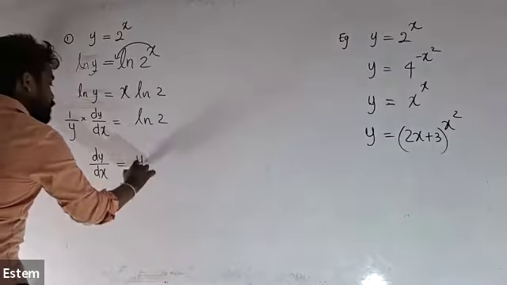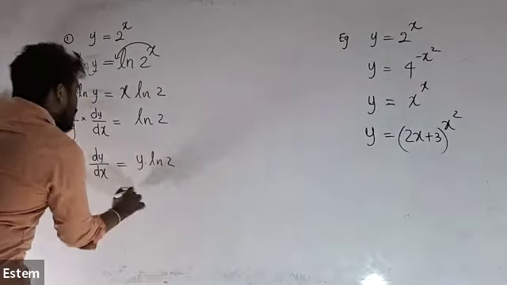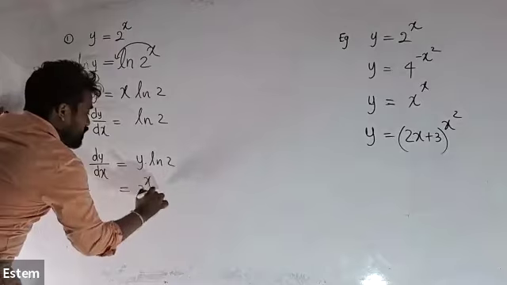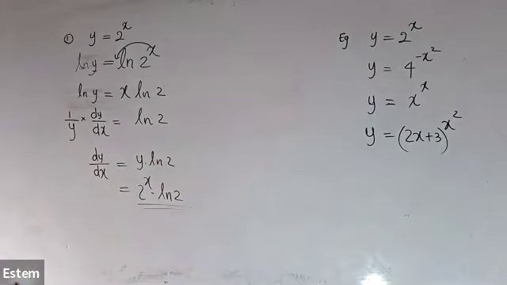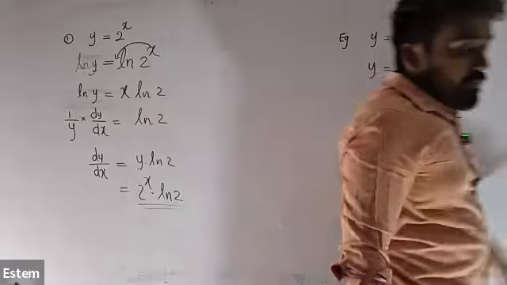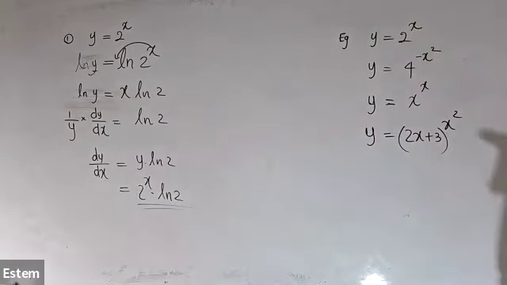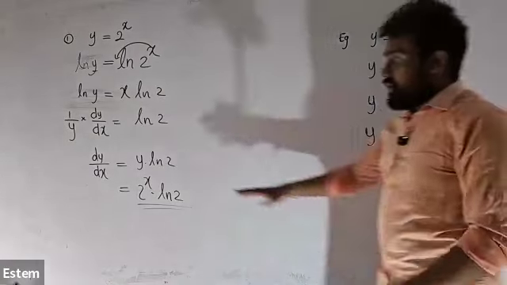Now dy over dx equals y ln 2. We know what y is: y is 2 to the power x. The answer is 2 to the power x into ln 2. This is the final answer. No more steps from here.